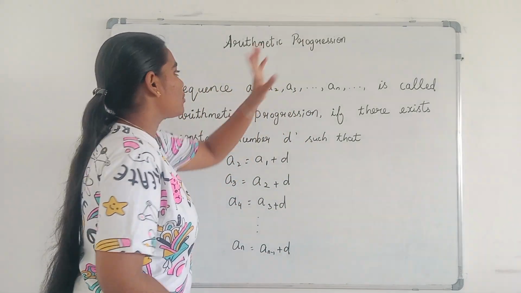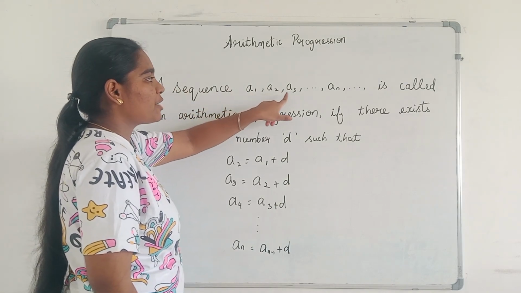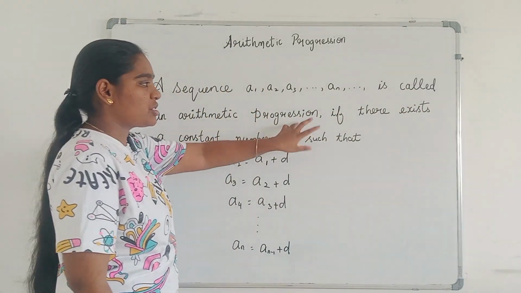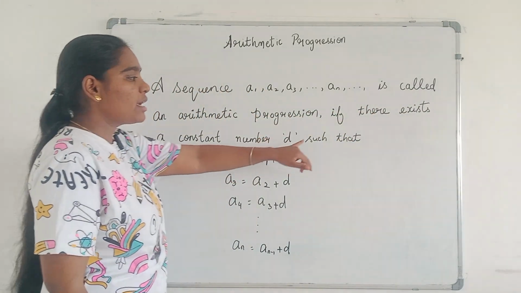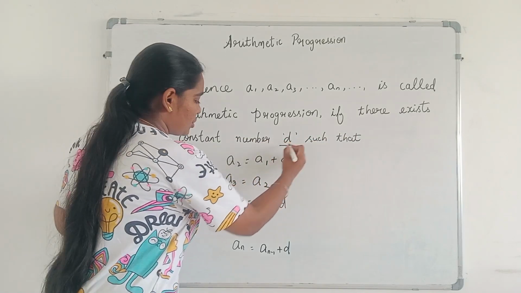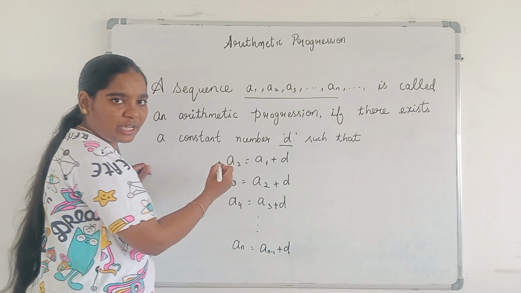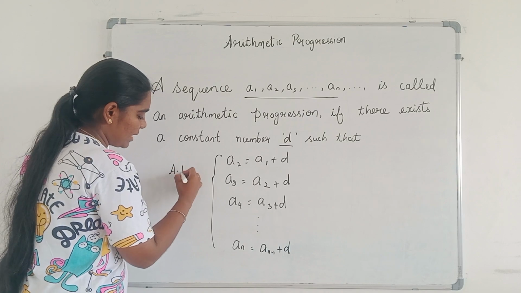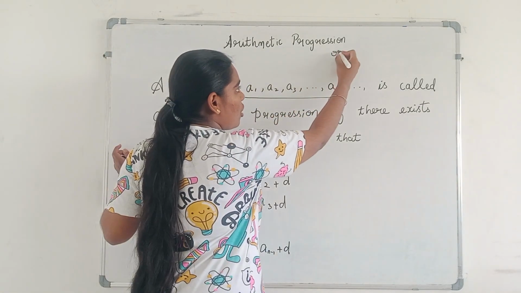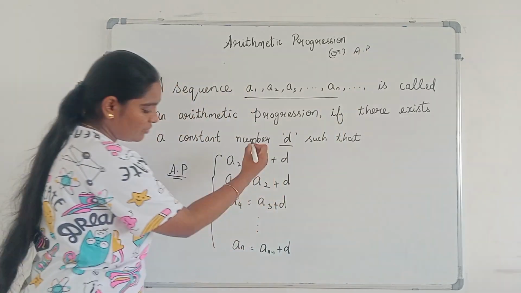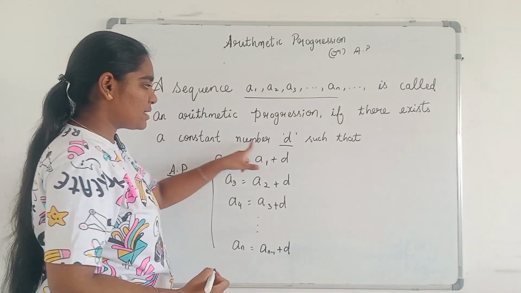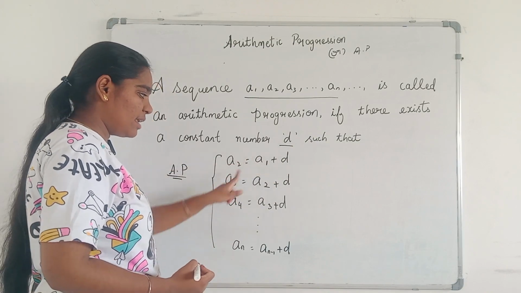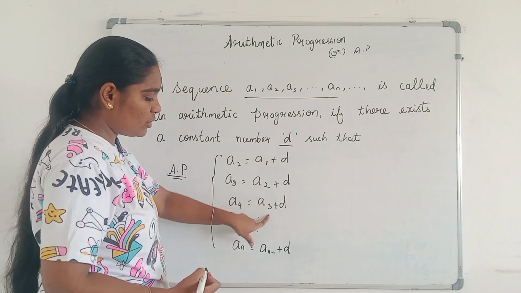Now, arithmetic progression. A sequence A1, A2, A3 and so on till AN is called an arithmetic progression if there exists a constant number d such that this is our sequence. So this sequence is said to be an arithmetic progression, or AP, if it follows this order. There exists a constant number d such that A2 equals A1 plus d, A3 equals A2 plus d, A4 equals A3 plus d.